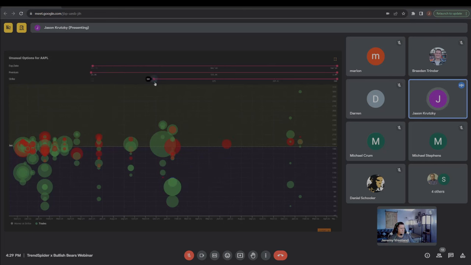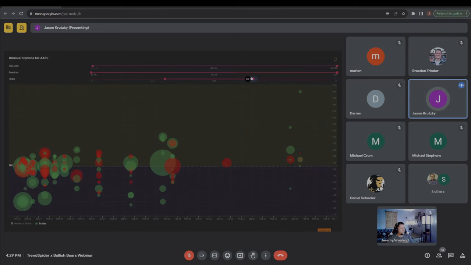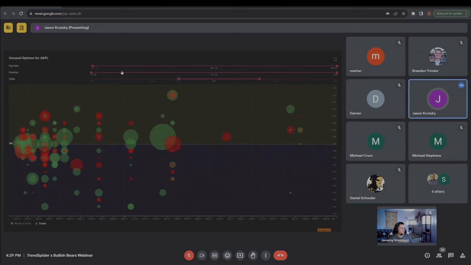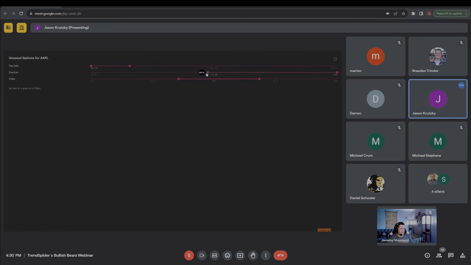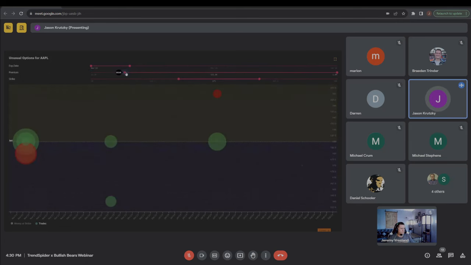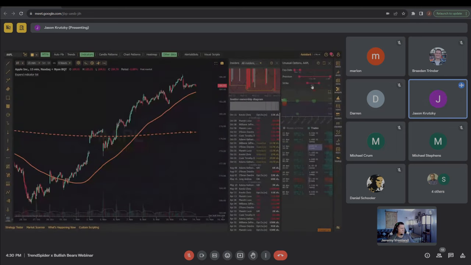I always like to filter more by closer to in the money stuff. This out of the money stuff just doesn't really interest me too much. And then I like to filter by closer expiries and larger premiums. That's kind of where my head's at. I want to see the bigger stuff that's trading closer to the money and expiring sooner. But filter it however you want.